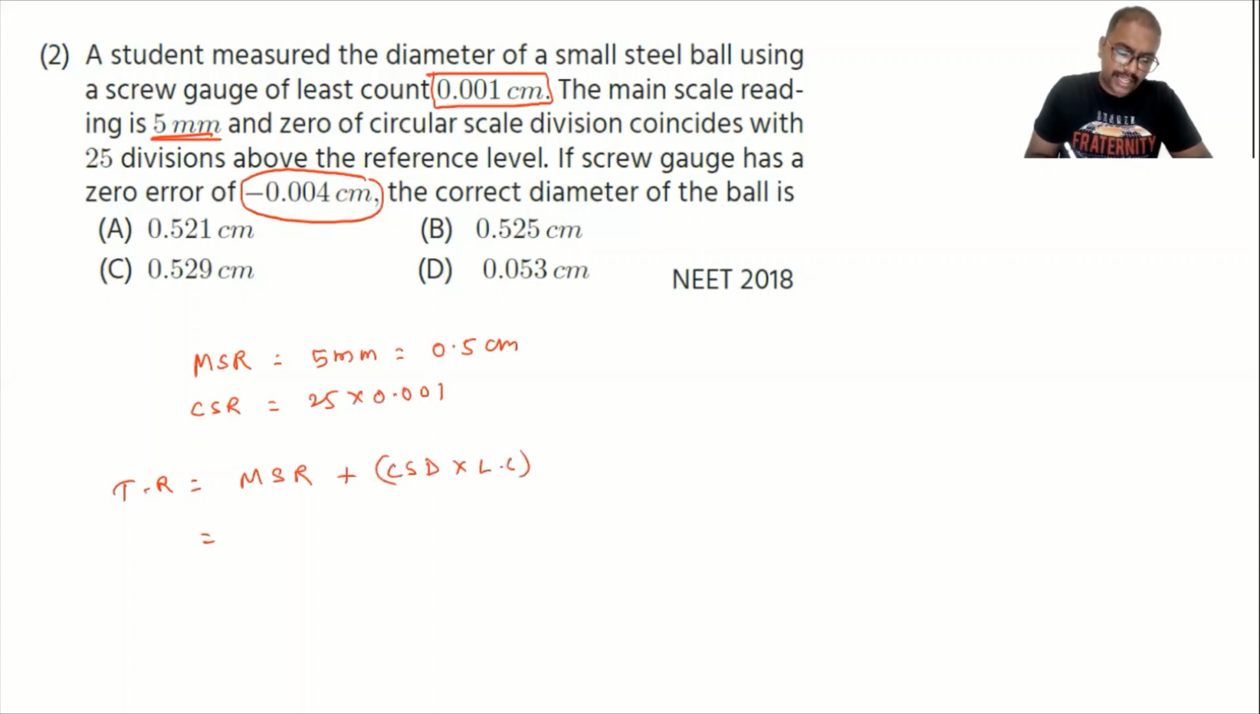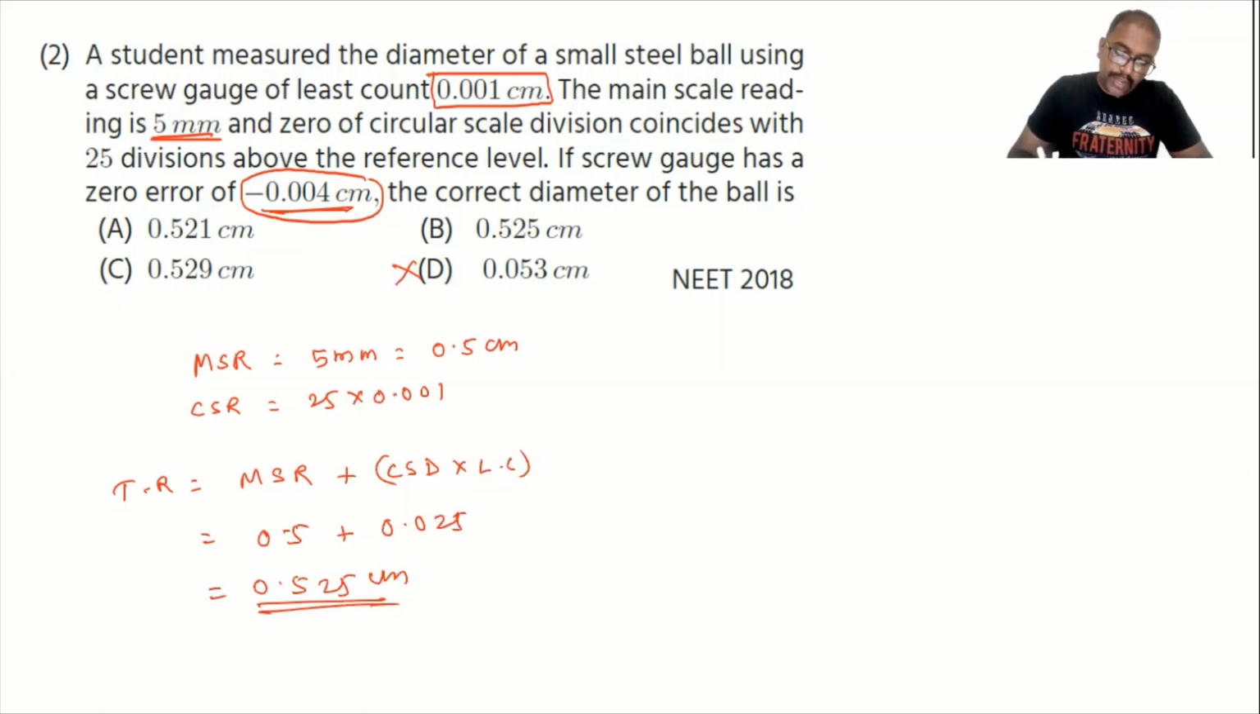So main scale reading is 0.5 plus this 25 into 0.01 is 0.025. So 0.525 centimeter is the total reading without considering the zero error. Now the answer starts with 0.5 something. So this option 0.05 is related here. Now zero error is minus 0.004. So it's a negative zero error.